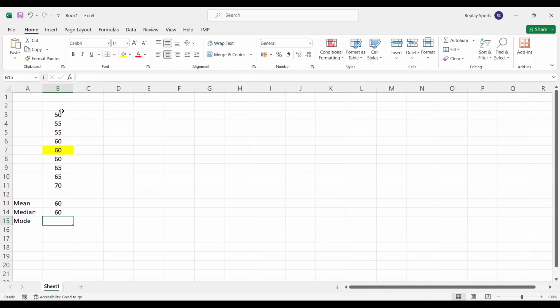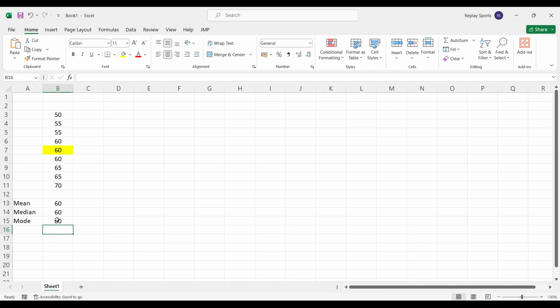How many times does 50 occur? One time. 55, two times. 60, three times. 65, two times. 70, two times. So 60 is occurring the maximum number of times, so your mode is 60. So in this case, our mean, median, and mode, all three are the same: 60.